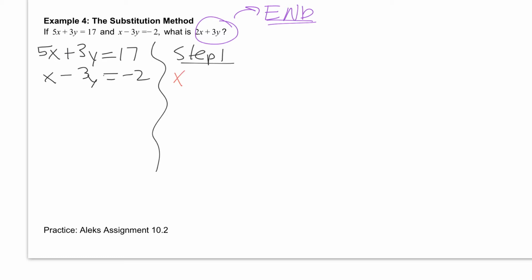So I'm going to take that second equation, which was x minus 3y equal to negative 2, and I'm going to solve for x. And to do that, all I need to do is add the 3y over to the other side, and I get x is equal to negative 2 plus 3y. I'm going to put my box around that, and then I'm going to move on to step 2.